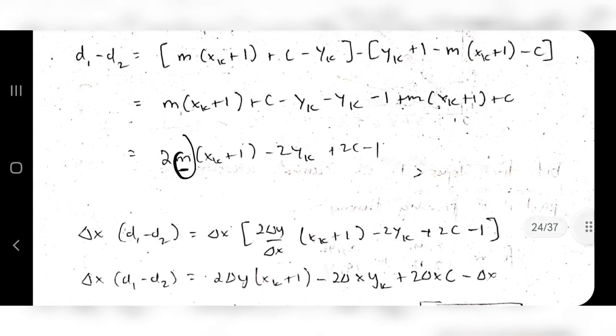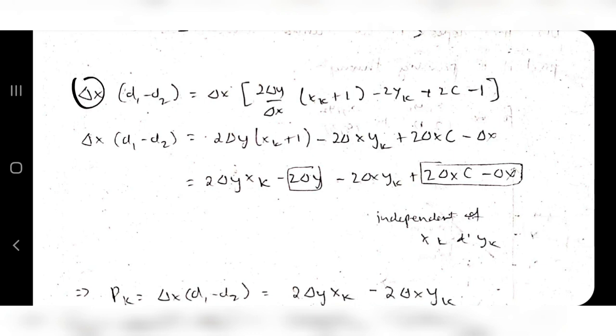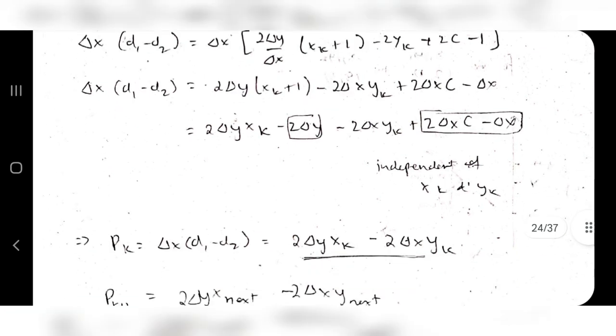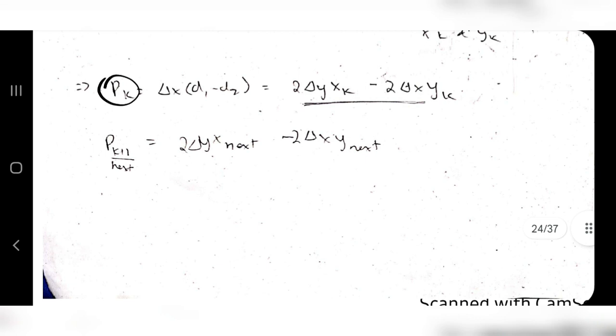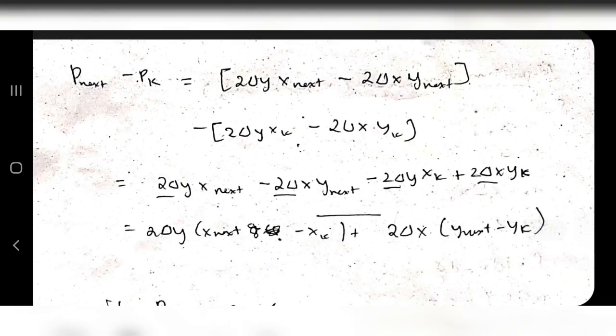M we got here, so we'll substitute the value of m, because m will give us fractional value, so m should not be there. If you multiply it by del x, it will be in this form, and the dependent terms are just this one and this one, so we have just taken that and written pk as that. Okay, if pk plus 1 means, just substitute the value of k as k plus 1 or next. Okay, after we have got these two values, we'll subtract these two values to get what changes is happening.